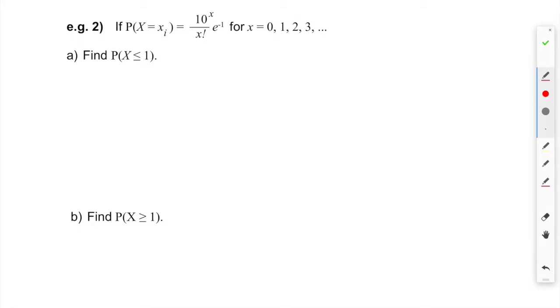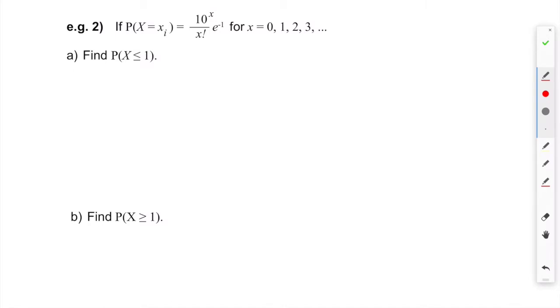Example 2. So here we're given a function for p of x being 10 to the power of x over x factorial times e to the power of negative 1 for x equals 0, 1, 2, and 3. So this is a discrete random variable.